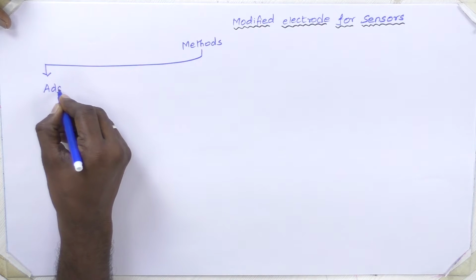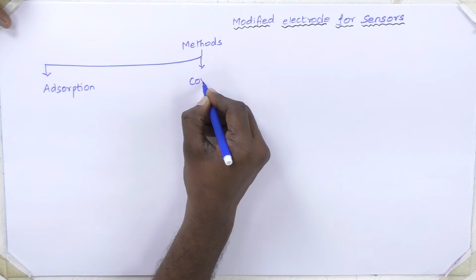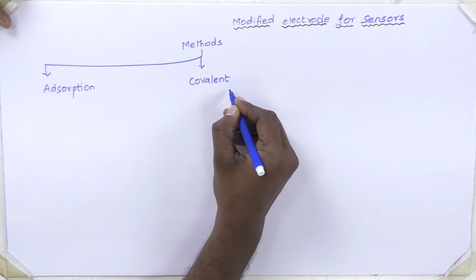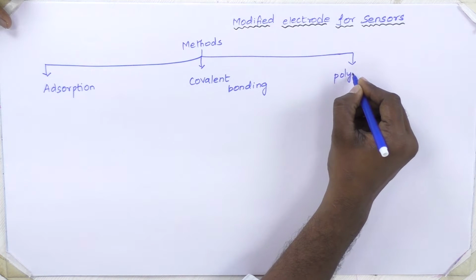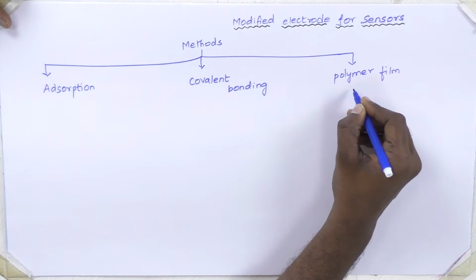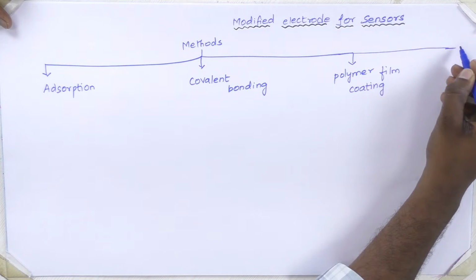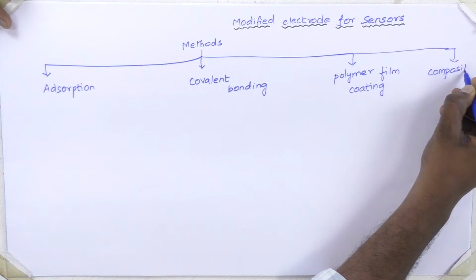methods. They are the adsorption process, covalent bonding, polymer film coating, and the next one is composites. These are the four different methods available for the conductive substrate to coat on the electrode surface.